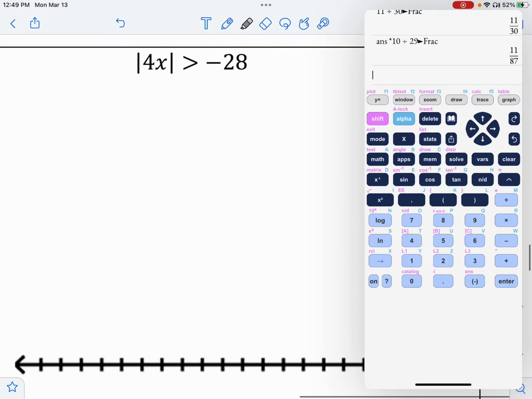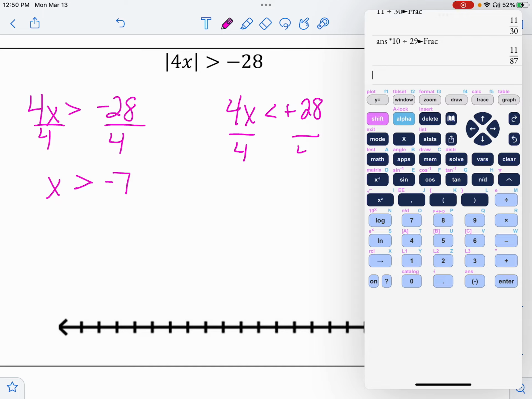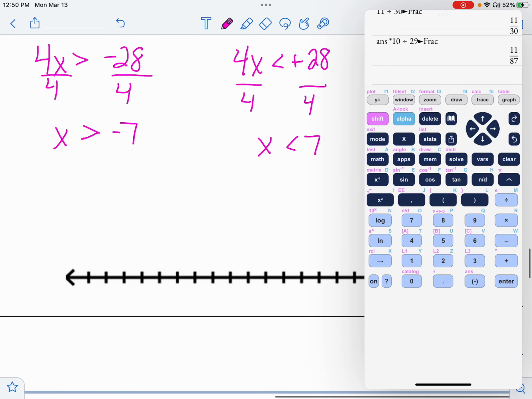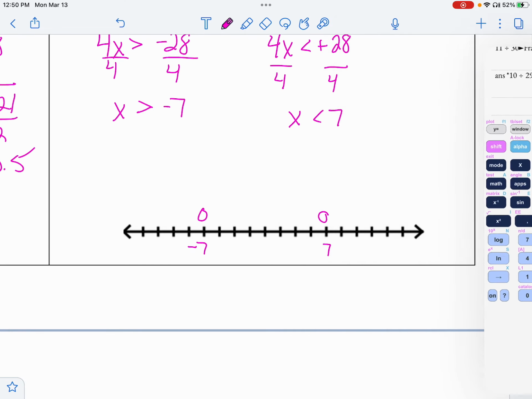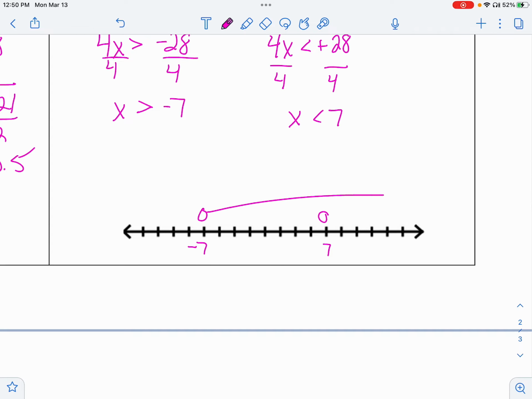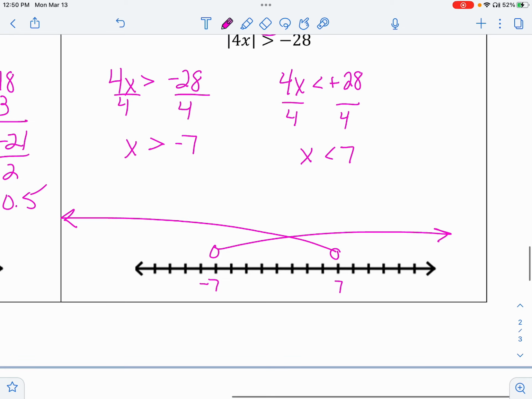All right, last ones, my students. So we have 4x is greater than negative 28 and 4x is less than positive 28. Divide by 4, divide by 4, x is greater than negative 7. Divide by 4, divide by 4, x is less than positive 7. So negative 7 could be here, positive 7 could be here. They are both open circles. This one says it needs to be greater than negative 7, and this one says it needs to be smaller than positive 7. This was an or problem, so the answer is anywhere either of the line exists.